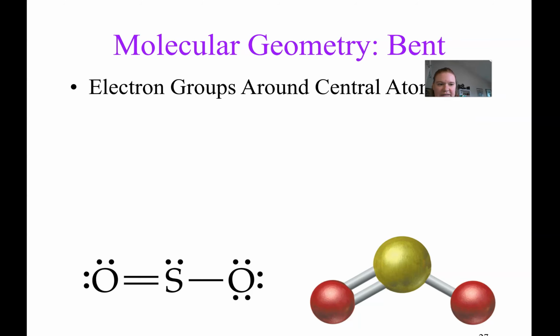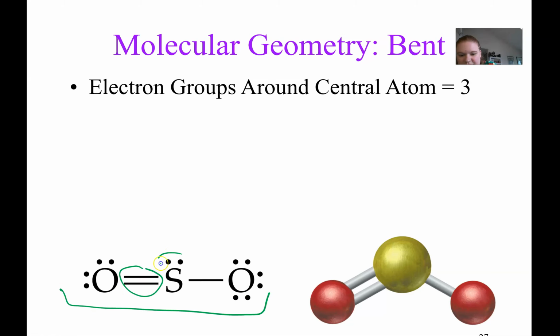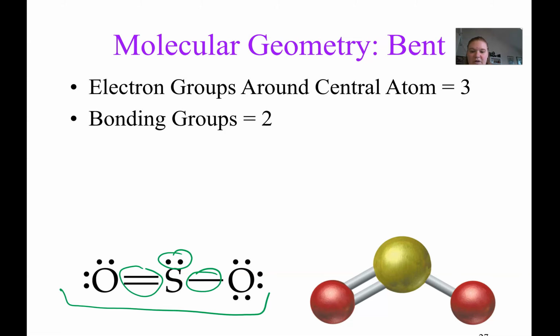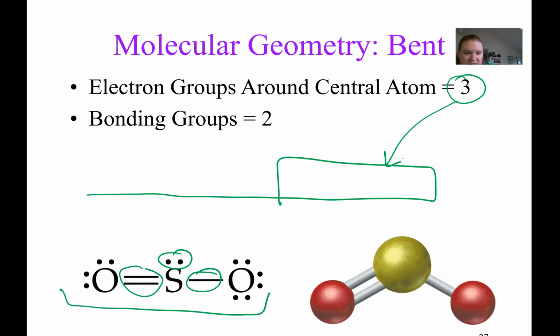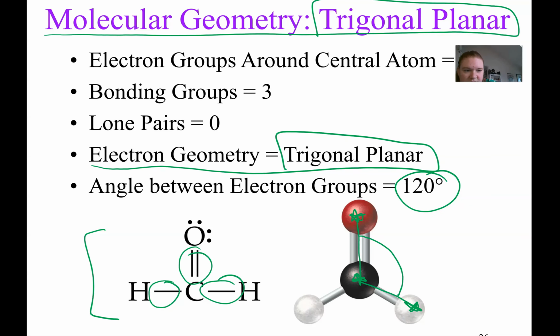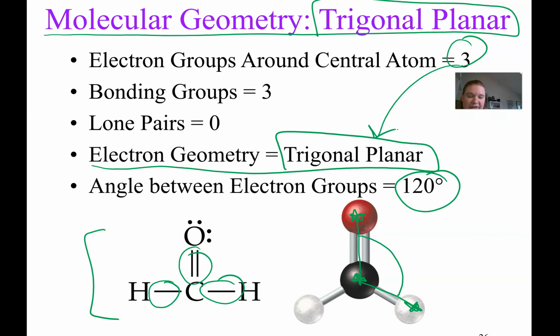So we are still looking at a molecule that has three electron groups. So here is our Lewis structure. We have one, two, three electron groups surrounding that central sulfur atom. Two of them are bonding groups. One of them is a lone pair. So this is our first geometry that has a lone pair on our center atom. The electron geometry is trigonal planar. This is based off of this number. So notice right here, we had three electron groups with an electron geometry of trigonal planar. So this is part of the trigonal planar family.